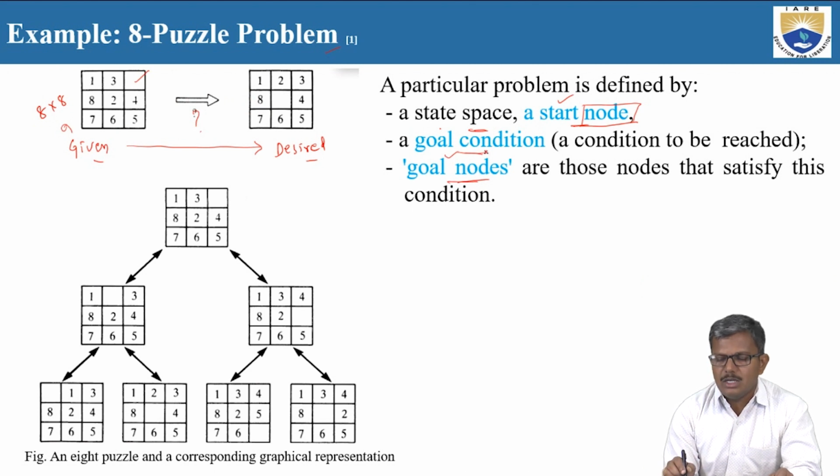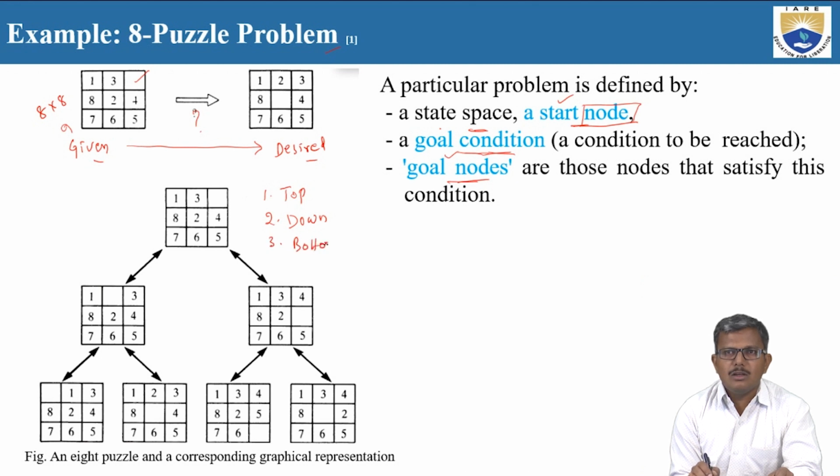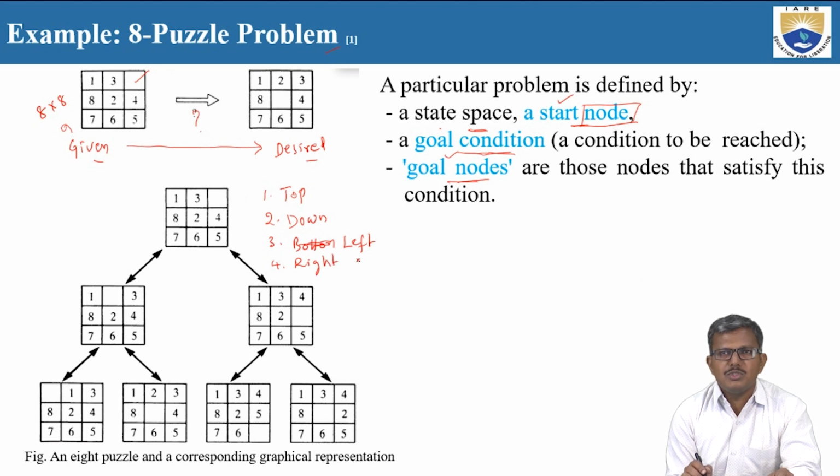In this case, we need to understand the goal conditions first. What are the conditions we are having? Conditions in the sense of what legal moves we can perform here. For every move in the 8 puzzle problem, there are 4 different legal moves. Either you can move top, or you can move down, or left, or right. So these are the 4 possible moves we are having.